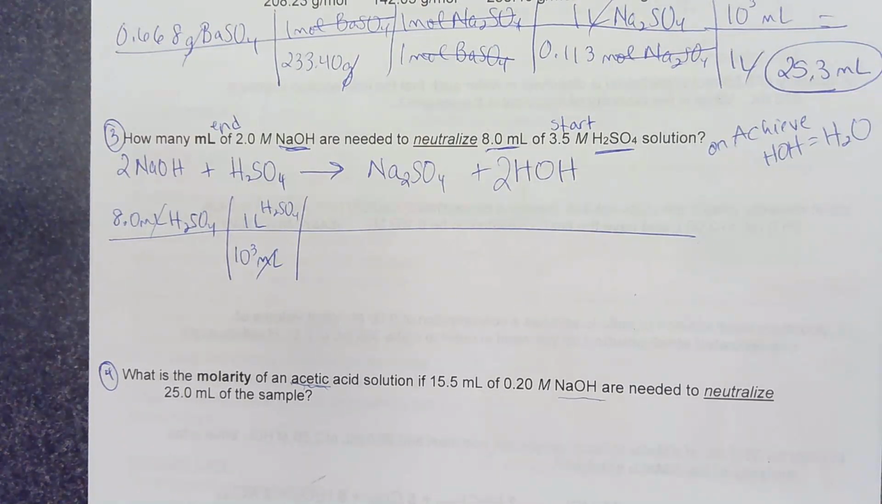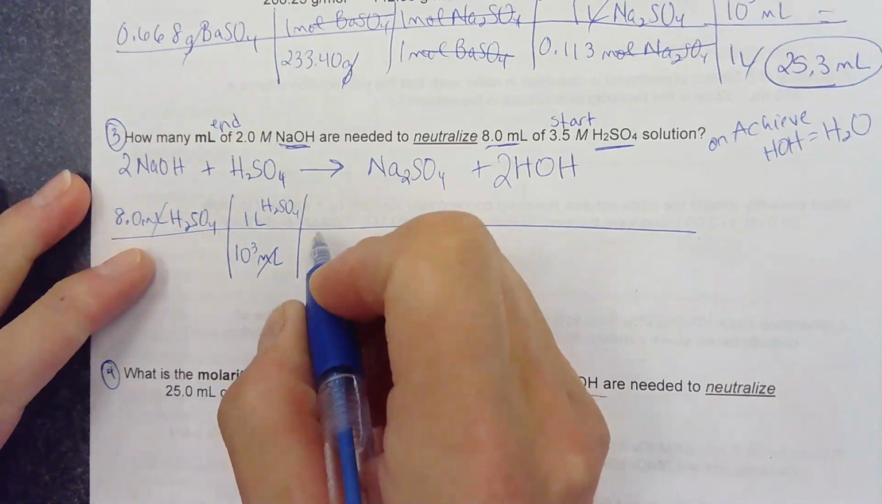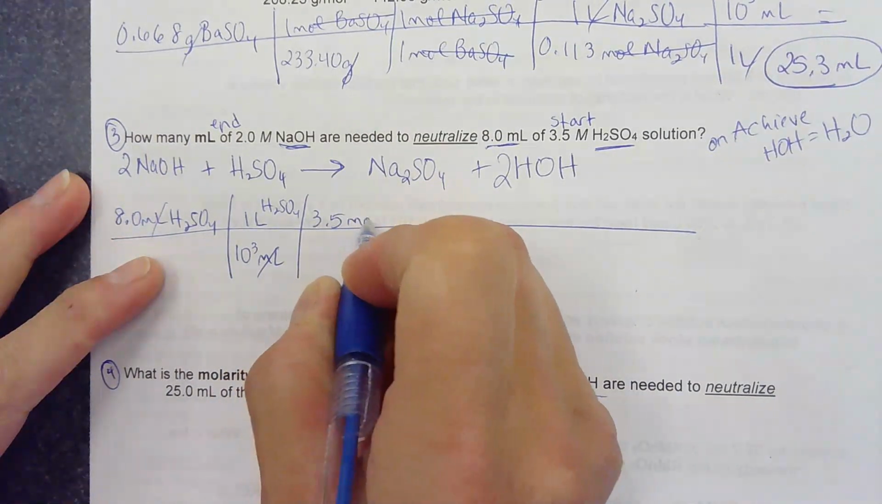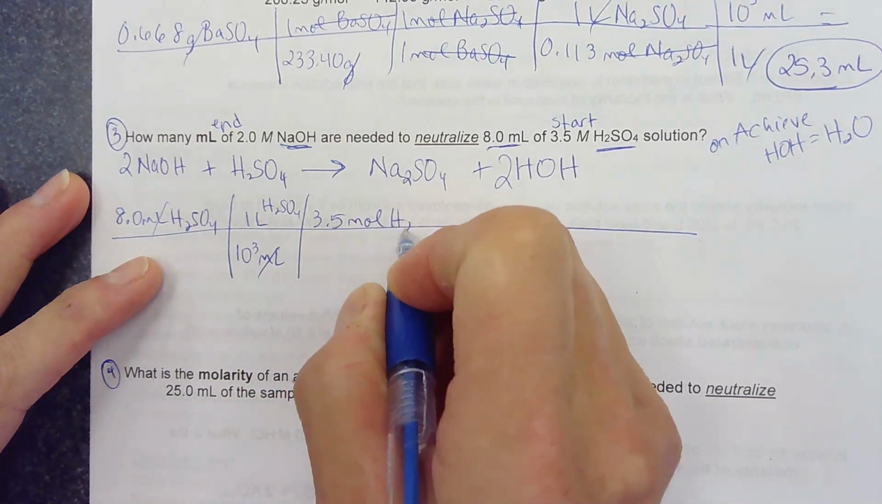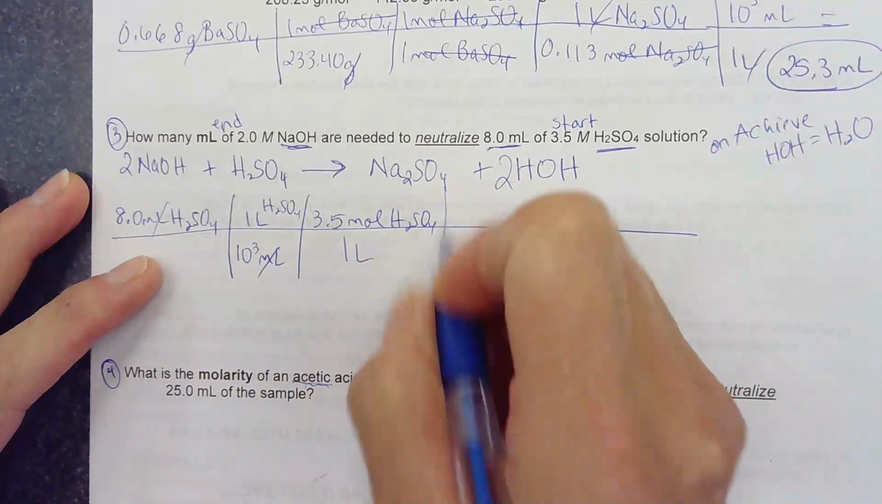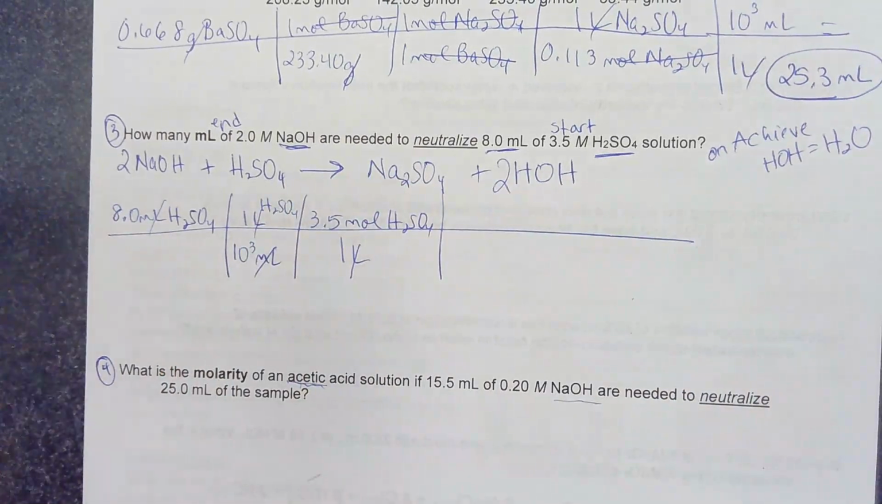Go ahead, Lucas. What do we put? Perfect. 3.5 moles of H2SO4 over 1 liter. Good job. So 1 liter cancels out. Now what are we ready for? Ding, ding, ding. Mole to mole ratio.